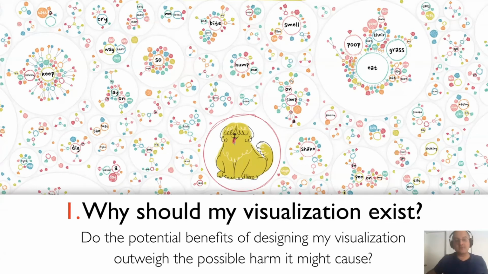And I will try to provide several examples of these types of graphics in the book. I'm going to just give you one example that may help us understand the key idea that we need to consider when asking ourselves why should my visualization exist, which is to weigh the benefits of publishing that visualization versus the possible harm that visualization may cause. Take a look at this one, for instance.